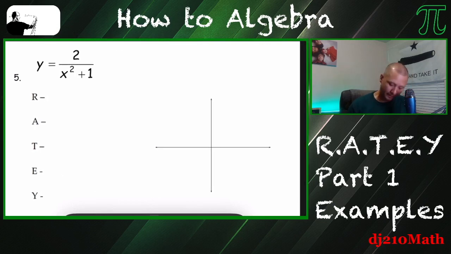Okay. Let's stick to the script, right? Regardless of what they throw at us, let's just stick to what we're doing. Right, set the top equal to 0. Okay, 2 is equal to 0. It's nonsense. There are no x-intercepts, right? There's no roots.